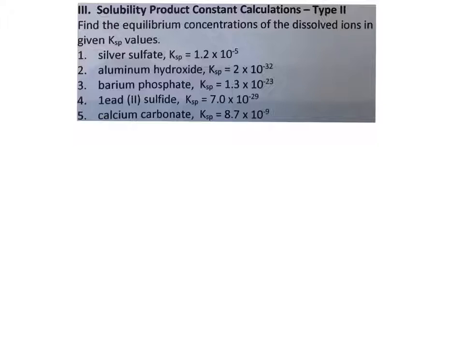Moving on to part 3, we can use the Ksp expression that we completed in part 1 to find the equilibrium concentration of dissolved ions. Now the first 3 of these are more difficult, and we're not going to worry about those in this class, so you can cross off the first 3.